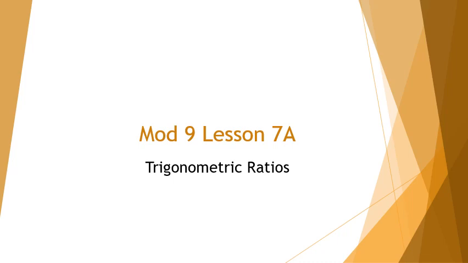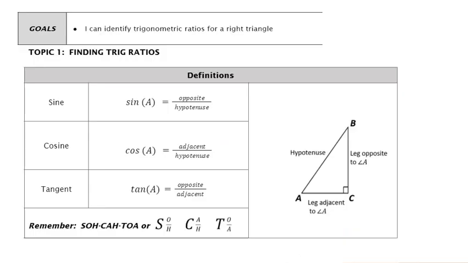This is the lesson for Mod 9, Lesson 7a, Trigonometric Ratios. All right, the goal of this section is going to be to identify trig ratios for a right triangle.